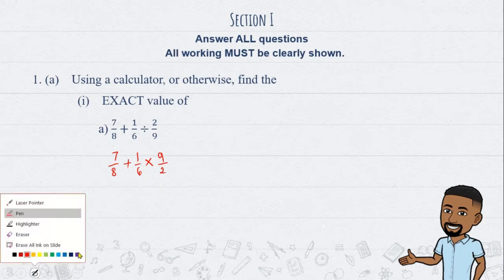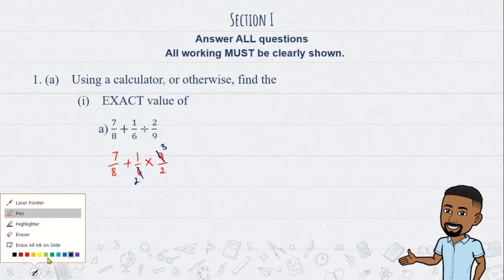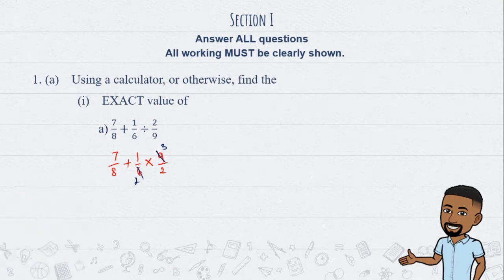Alright, so looking at the 6 and 9, they are both divisible by 3. So 3 can go into 6 2 times, and 3 can go into 9 3 times. So we have smaller numbers to work with now. It's 7 over 8 plus, and we can even work out this part before we go any further. So 1 times 3, that's 3, and 2 times 2, that's 4. So it's 7 over 8 plus 3 over 4.